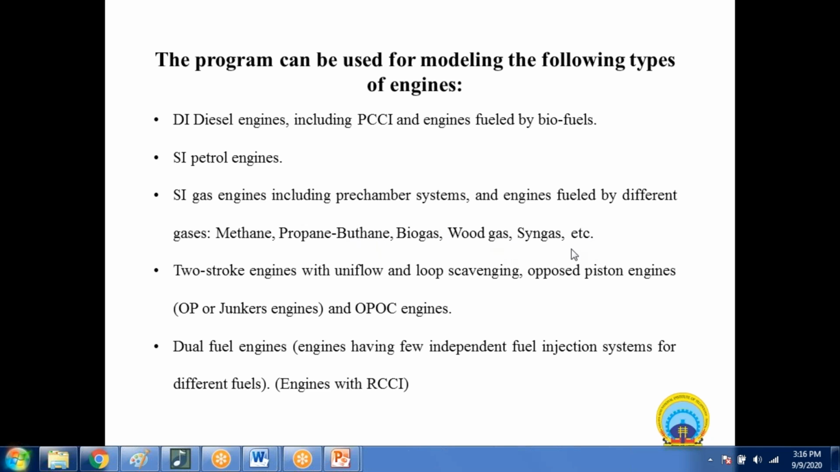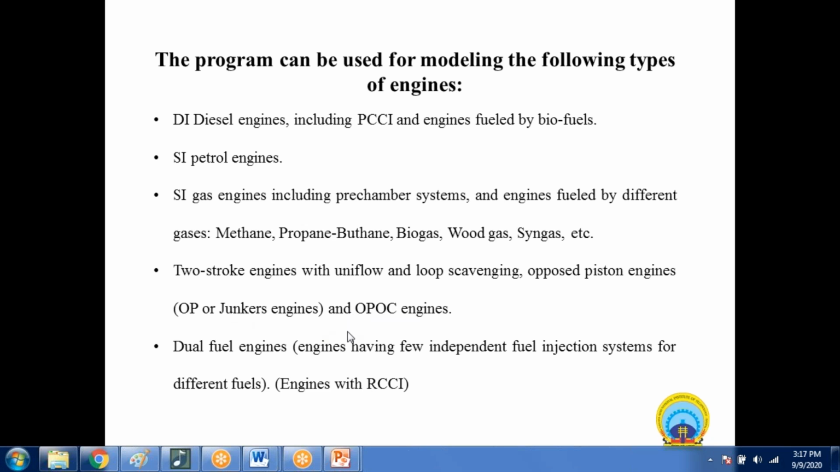Other than this, a lot more we can do. Then there are dual fuel engines, that is, engines having a few independent fuel injection systems for different fuels. Other than this, Diesel-RK is a thermodynamic tool, where engines are considered as open thermodynamic systems.